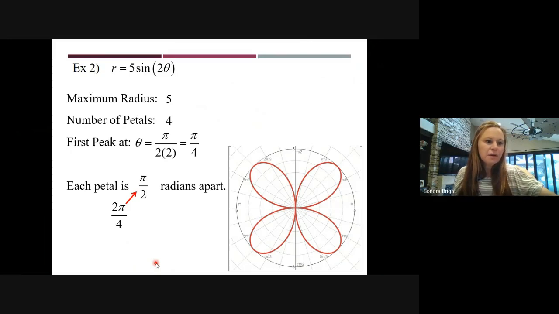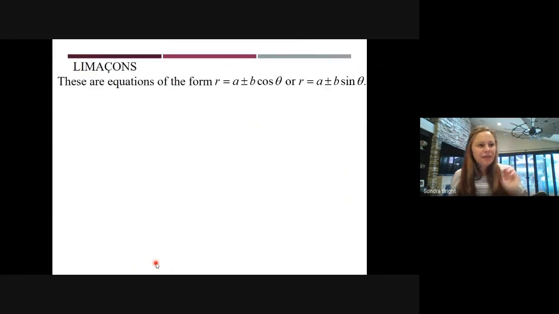All right. So those are the petal graphs. Now we'll go on to limaçons. Limaçons are in the form of r equals a plus or minus b cosine theta, or r is equal to a plus or minus b sine of theta.